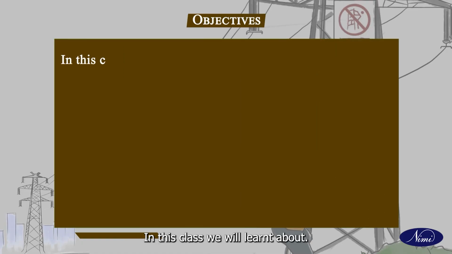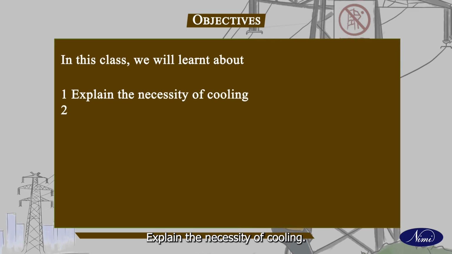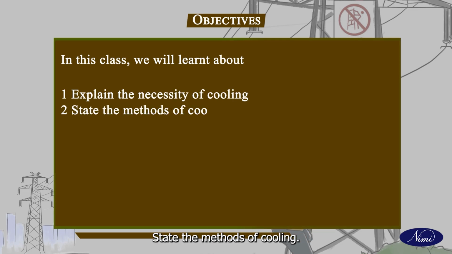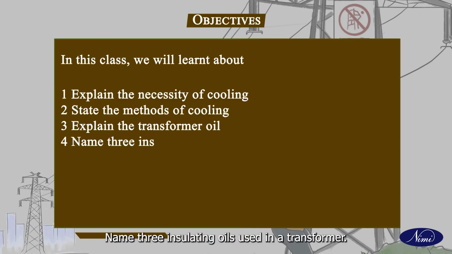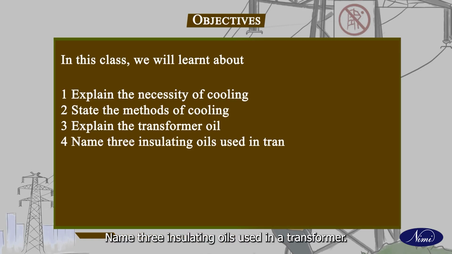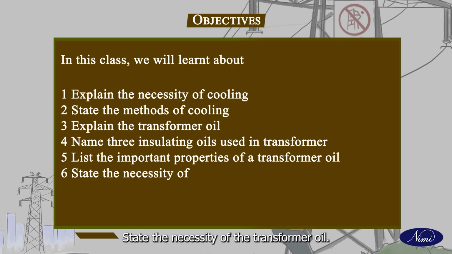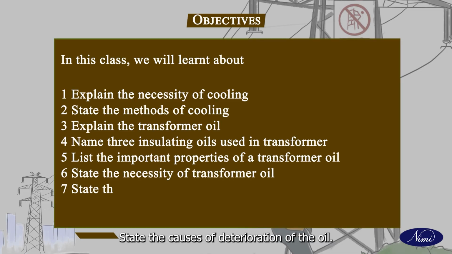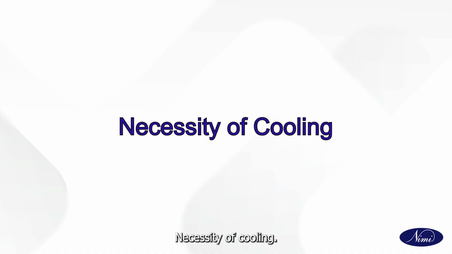Objectives. In this class, we will learn about: explain the necessity of cooling, state the methods of cooling, explain the transformer oil, name 3 insulating oils used in a transformer, list the important properties of a transformer oil, state the necessity of the transformer oil, state the causes of deterioration of the oil, explain the methods of testing the oil for its parameters. Necessity of cooling.